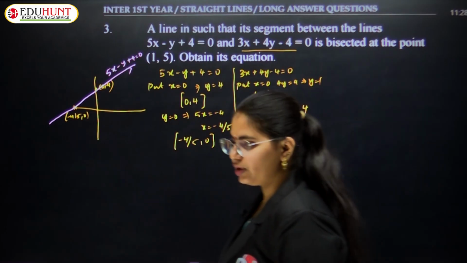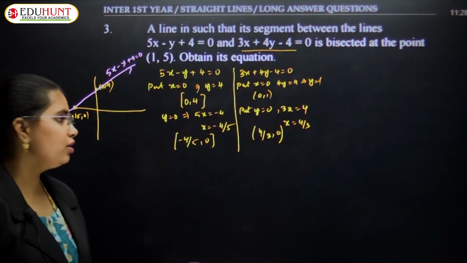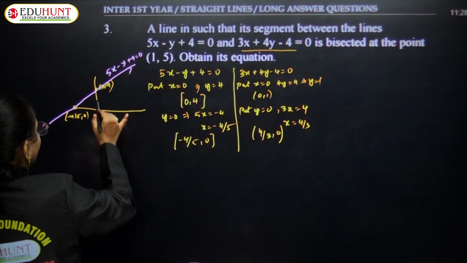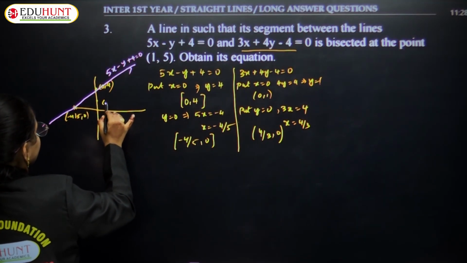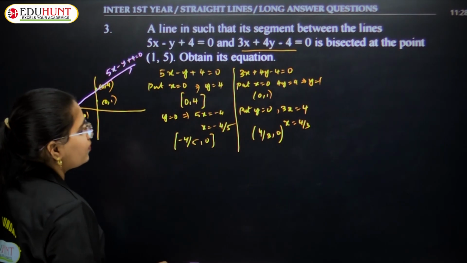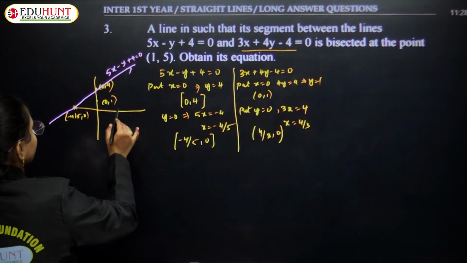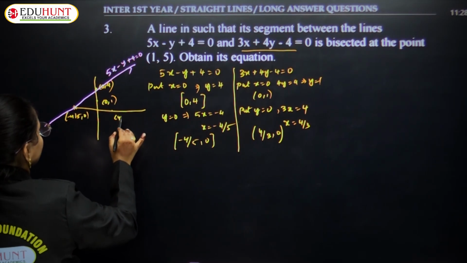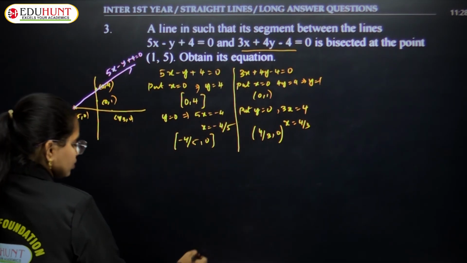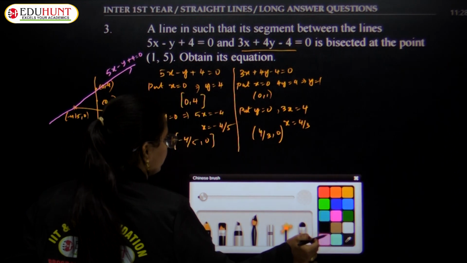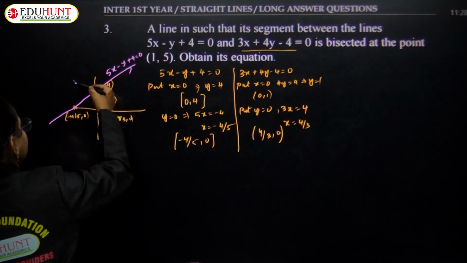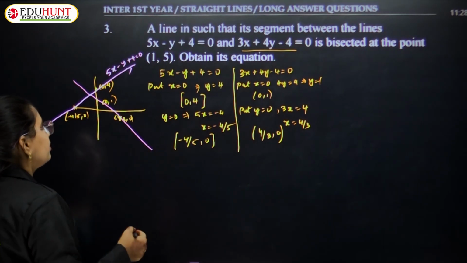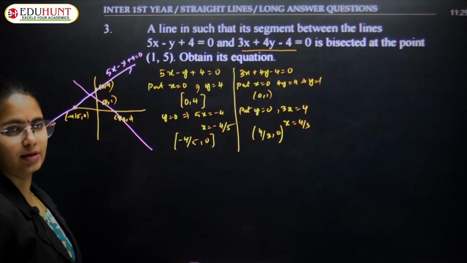So now we plot the line. The first point is (0, 1), somewhere here. The second point is (4 by 3, 0), somewhere here. If I plot the line segment, we get it like this. This is the second line.